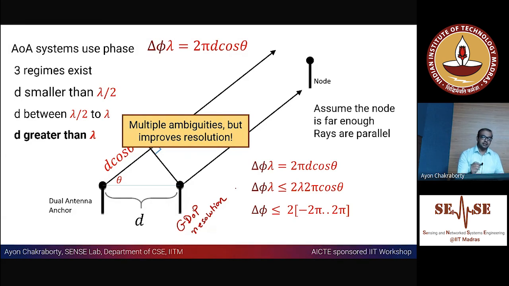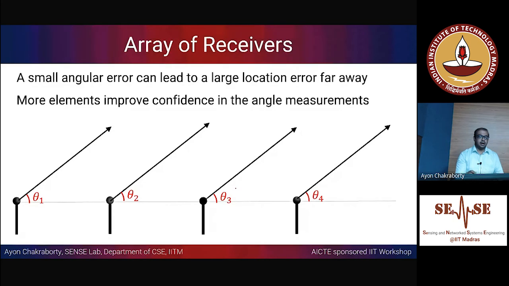But in this case, the resolution improves, you can find out the angle in a much clearer way, but there will be multiple ambiguities there. You have to identify which one of them is the correct value of the angle of arrival. And sometimes you can put more antennas. You don't have to limit yourself just to 2. You can have more than that, and that is going to help you find out the exact direction of arrival. You can have an array of receivers, and this array can be used for doing these angle measurements, and this can improve your confidence.